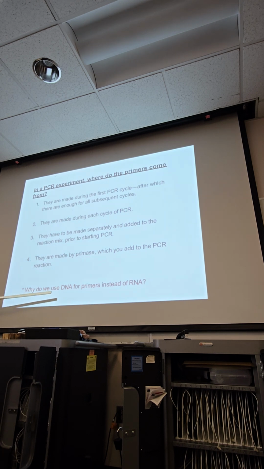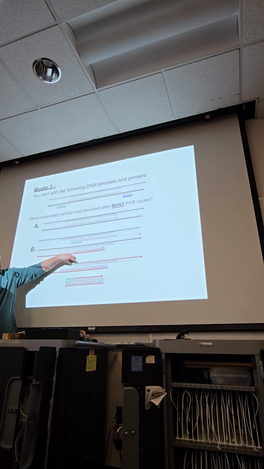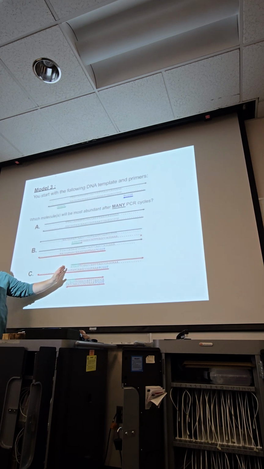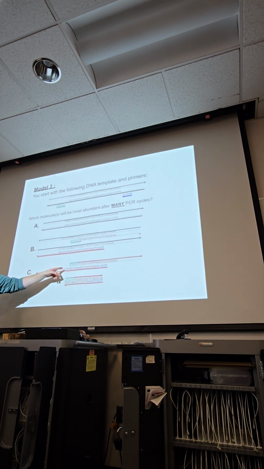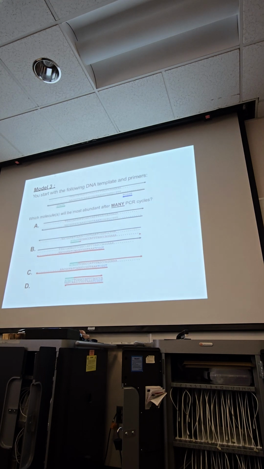Next question. Why do we use DNA primers instead of RNA primers like we would in DNA replication? We don't have ligase to replace the nucleic acid. Excellent. We don't have DNA polymerase 1 and ligase. So if we used RNA primers, we'll go back to our model again. These sections would fall off during denaturing, and your target would get smaller and smaller. And if this section falls off, will the next primer be able to bind to it? No. So that would be a problem. So we have to use DNA primers.